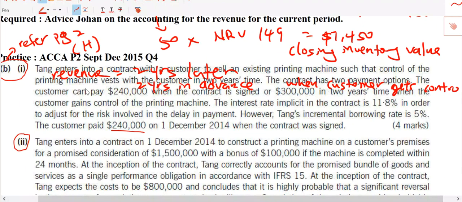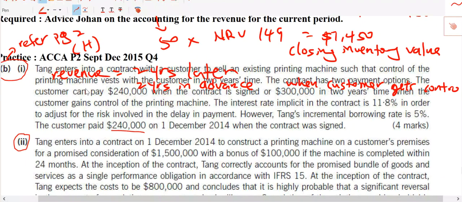So my answer here is something like this. Asking the customer to pay 2 years in advance before we transfer control is in substance a borrowing from the customer. So we have to recognize our interest expense for the 2 years. Over the 2 years, we'll debit the interest expense and credit the liability as a borrowing. After 2 years, when we transfer the control of the machine to the customer, then we will reclassify the liability to revenue. So no revenue before we transfer control.